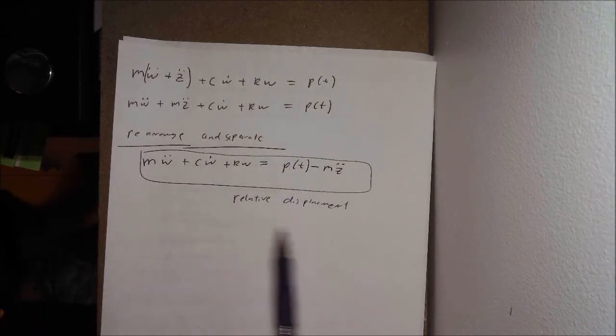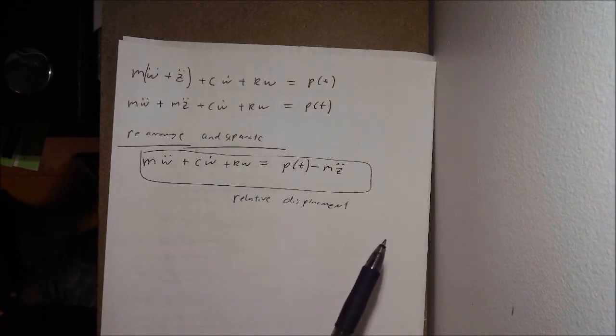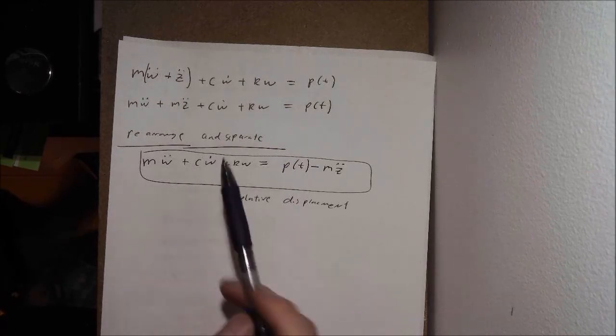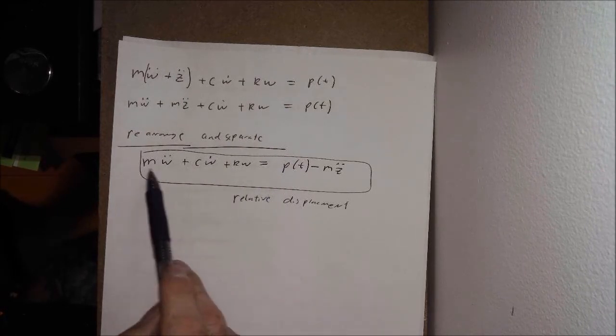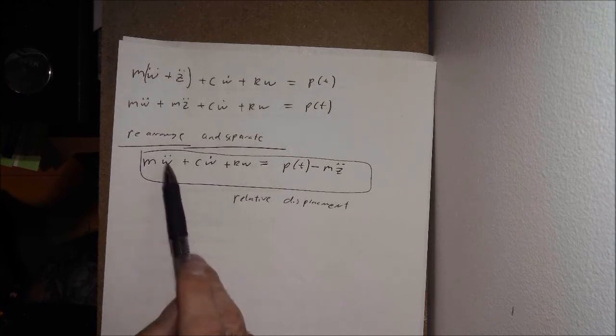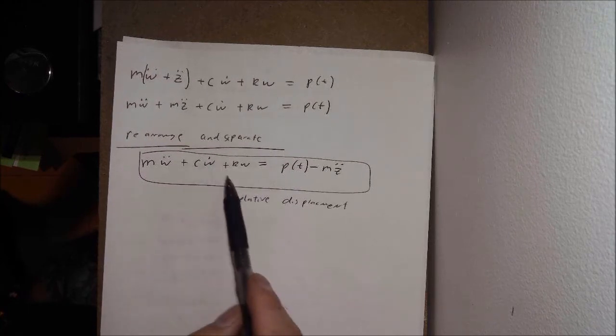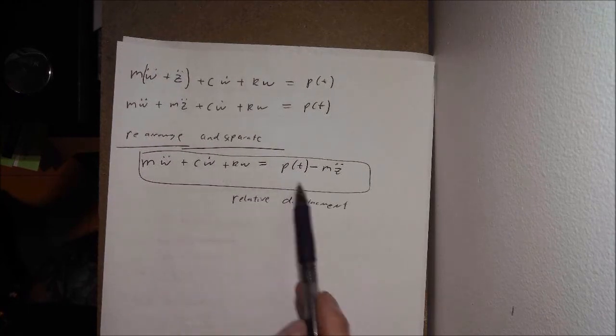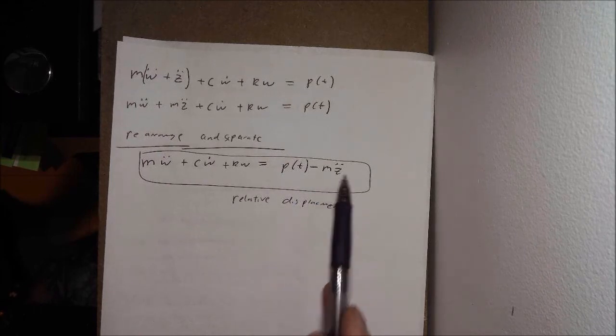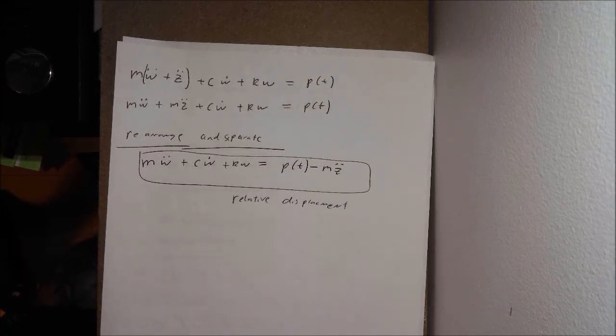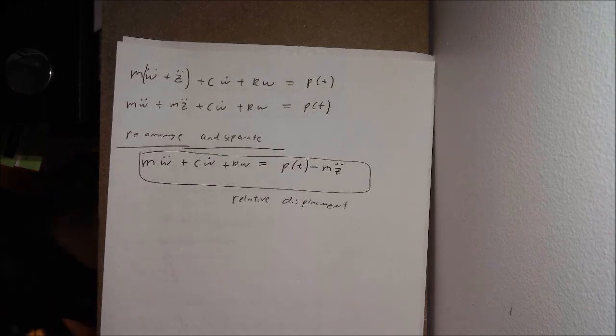What we end up with for our final answer for the relative displacement, relative to the moving base, for our equation of motion is m w double dot plus c w dot plus k w equal to p of t minus m z double dot. And again, this is relative to the moving base rather than relative to the inertial frame.